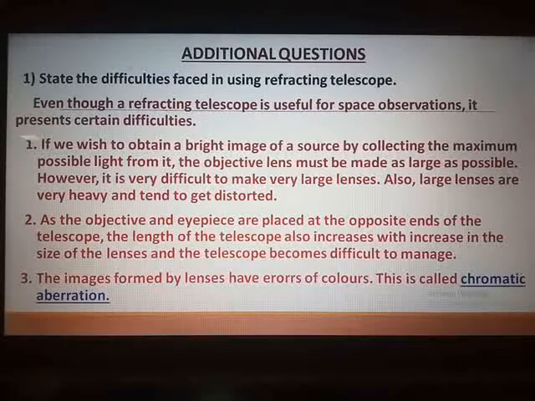So these are the different difficulties which are faced in using the refracting telescope, and hence we had seen how the refracting telescope was replaced by the reflecting telescope, the two types, that is Newtonian and Cassegrain.